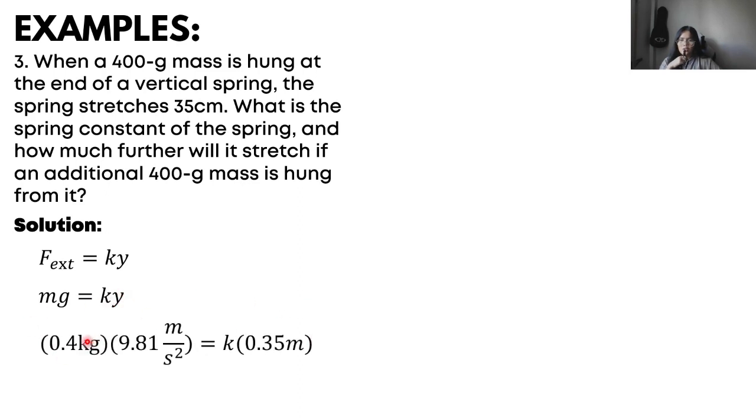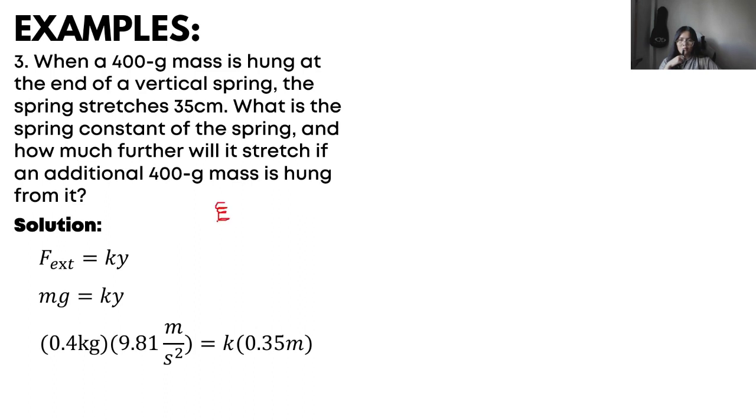So, dito, given 400 grams divided by 1,000, kaya naging 0.4 kilograms times 9.81 meter per second square. And then, newtons na yan na. And for the displacement, meron tayong 35 centimeters. Bakit pala y yan? Yung formula natin kx. Kasi yung given system natin, vertical.